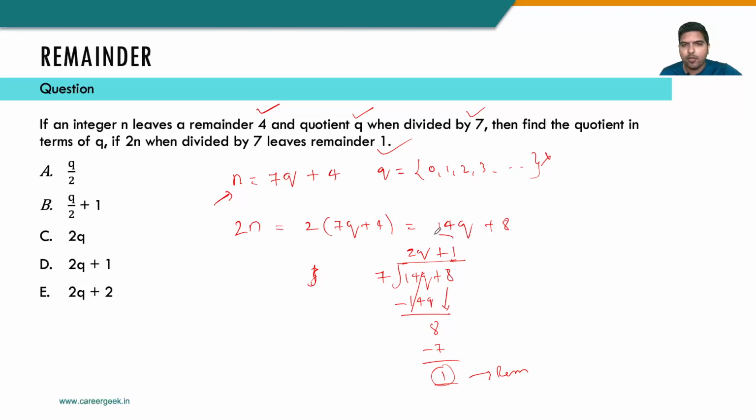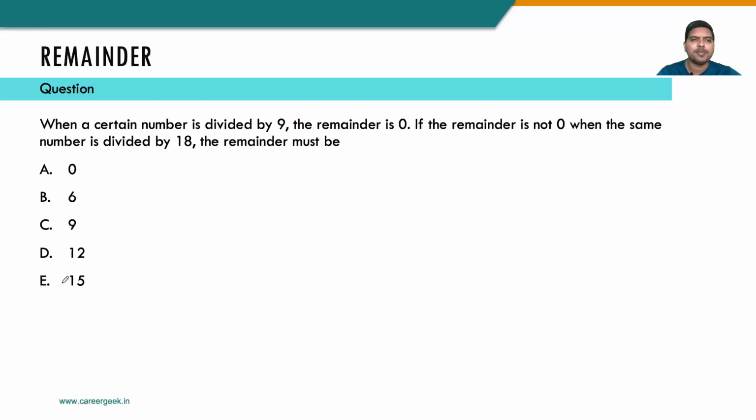And they're asking what is the quotient. The quotient is 2q plus 1. Yes, there is an option which is D. Okay, again you see we are doing nothing, we are just writing the formula and trying to do the normal long division method. Okay, that is all you have to do. Just follow the process, you will get the answer 99.9% of the times, right?